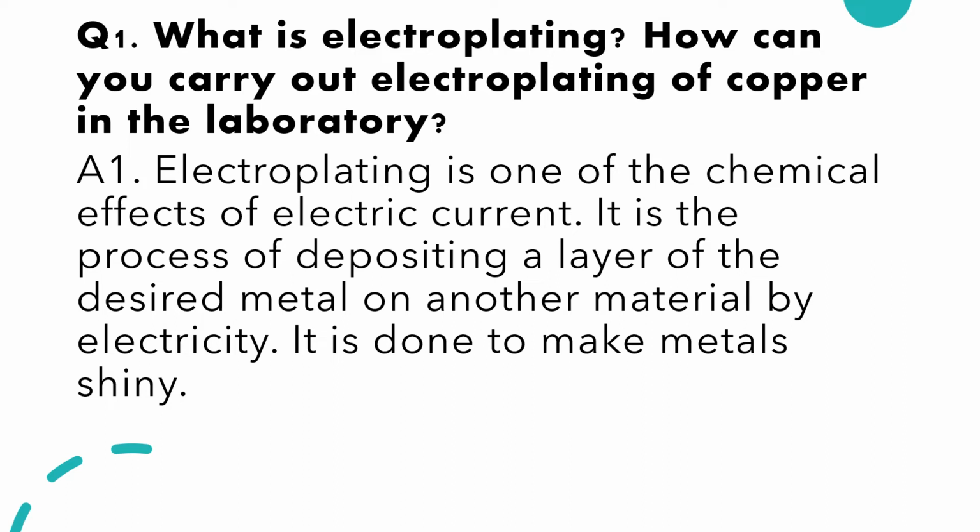Question number 1, what is electroplating and how can you carry out electroplating of copper in the laboratory? First of all, we are going to discuss what is electroplating. Electroplating is one of the chemical effects of electric current. It is the process of depositing a layer of the desired metal on another material by electricity, and it is done to make metals shiny.